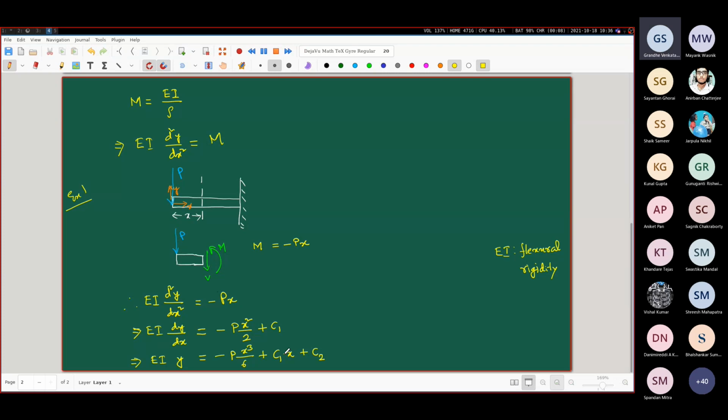Sir, by boundary condition. Boundary conditions. Very good. So what boundary conditions will you use? Sir, at x equal to L, y equals 0. Very good. So we have to use boundary conditions.